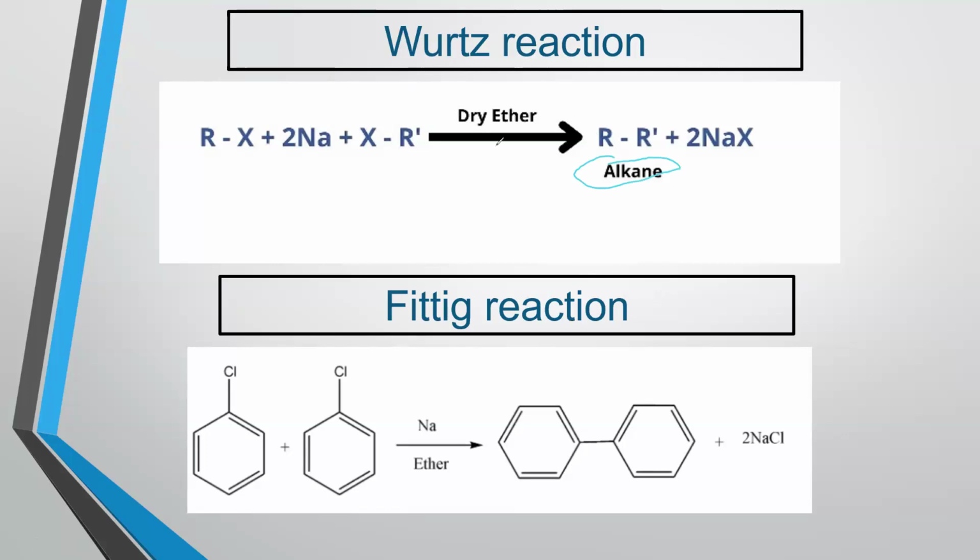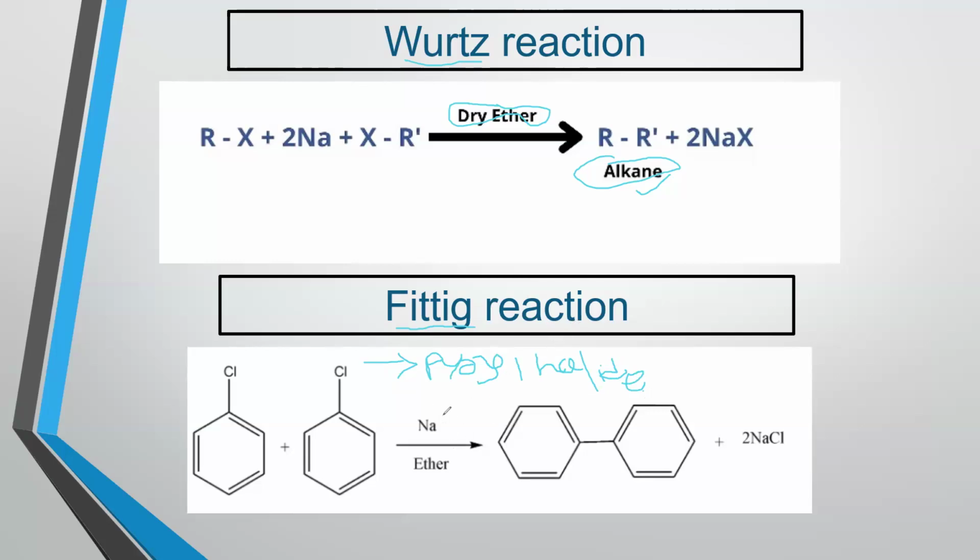Only for the alkyl halides. When alkyl halide reacts with sodium in presence of dry ether, then it will give an alkane, and that reaction is known as Wurtz. So in case of Wurtz, we include alkyl halide, while in case of Fittig reaction, we include aromatic halides or aryl halides. So it will be aryl halides in case of Fittig reaction.